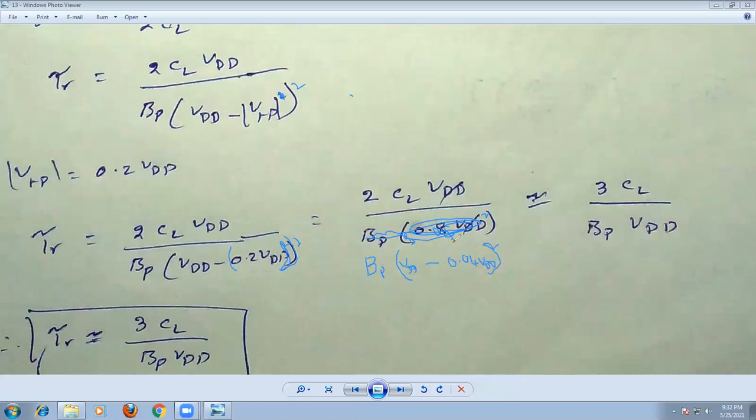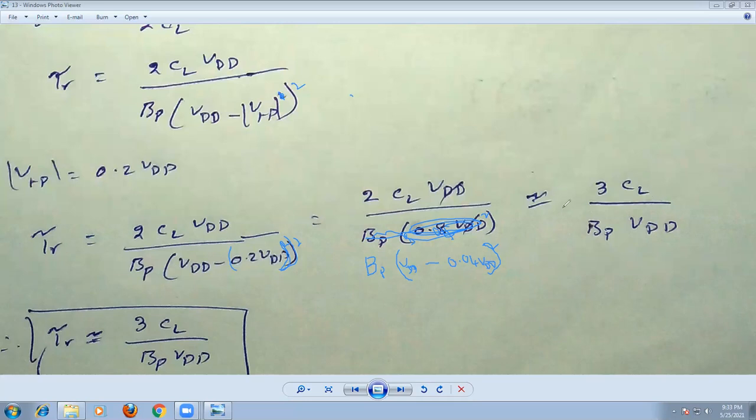Right, so finding all these values, VDD minus 0.2 VDD is approximately equal to 0.996, I think. Okay, 0.996. So dividing all these values approximately, you get 2.83 times the value of CL by beta P into VDD. So it is approximately equal to 3 times the value of CL divided by beta P into VDD. Okay, we get this value, right?